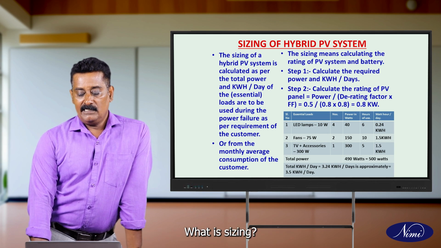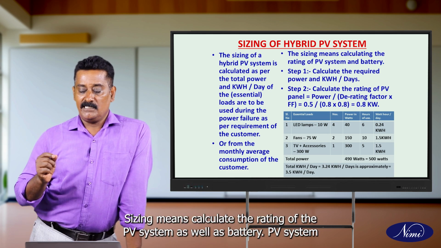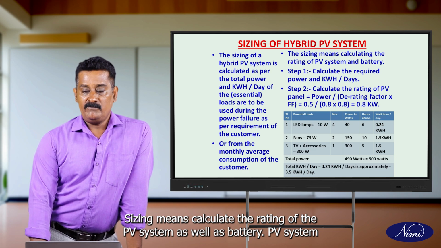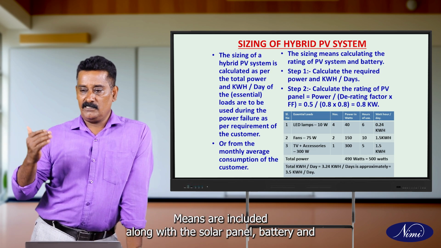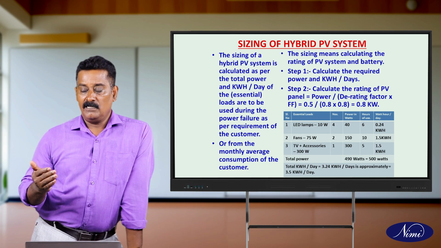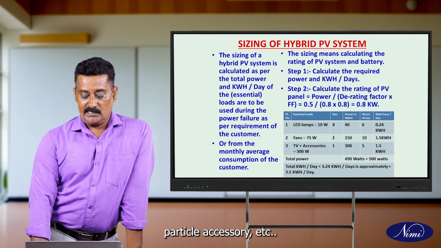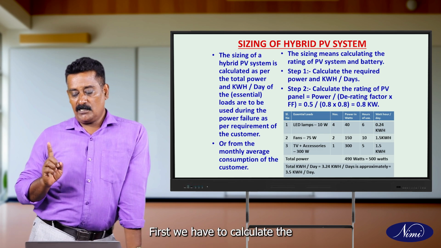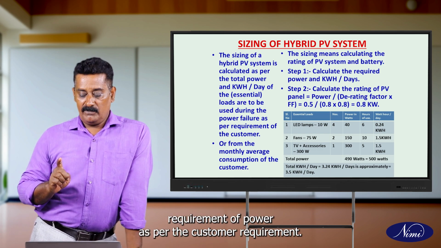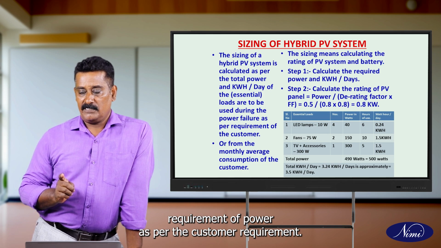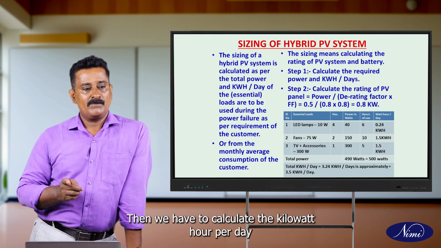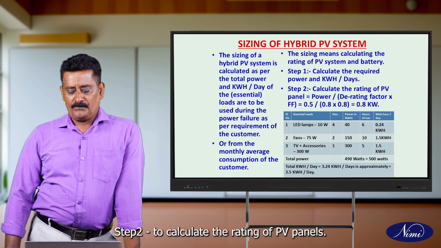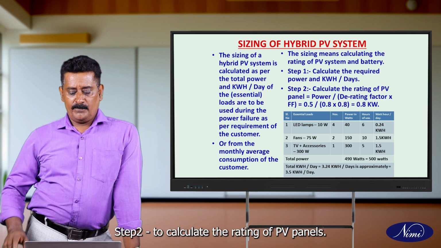What is sizing? Sizing means calculating the rating of the PV system as well as the battery. The PV system also includes, along with the solar panel, the battery and protective accessories, etc. How to calculate? Step 1: first, we have to calculate the power requirement as per the customer requirement. Then we have to calculate the kilowatt hour per day as per the customer requirement. Step 2: calculate the rating of PV panels.